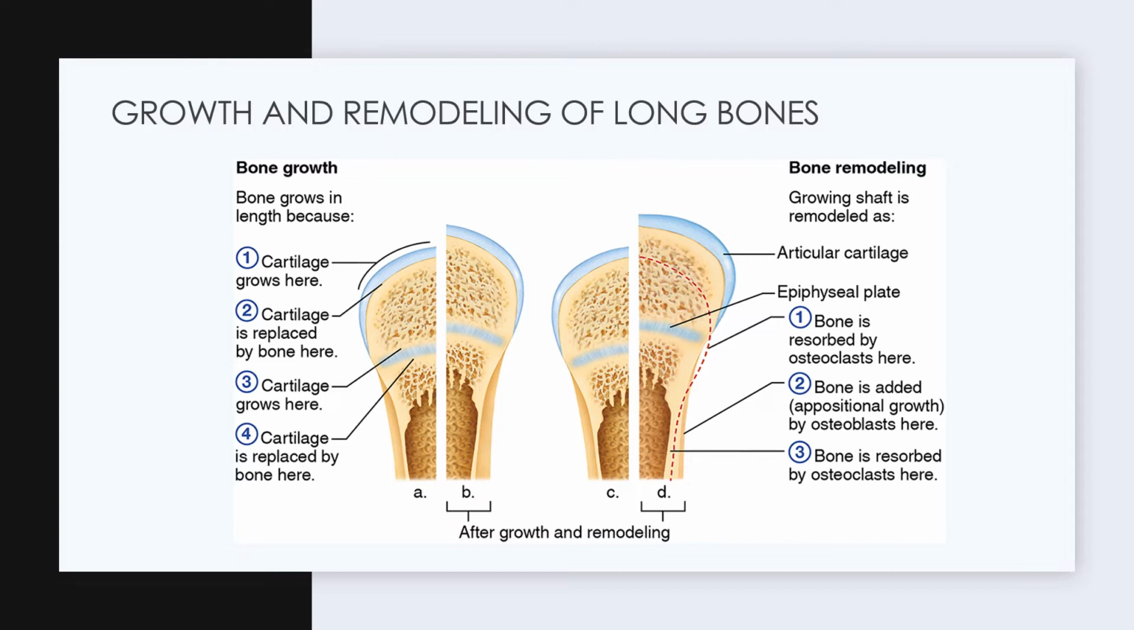Because the two processes occur at about the same rate, the circumference of the bone expands and the overall bone widens. This process by which bones increase in diameter is called appositional growth, and like growth in length, it is controlled by hormones. In bone remodeling, we'll talk about bone remodeling a little bit on the next slide, actually.